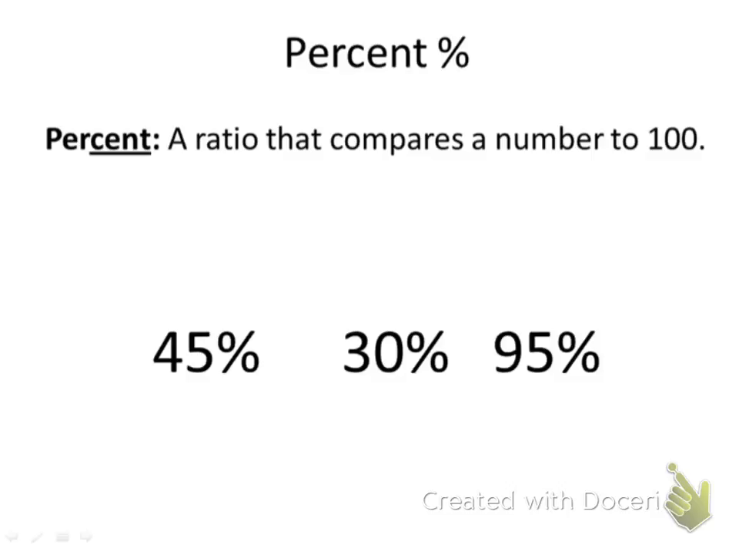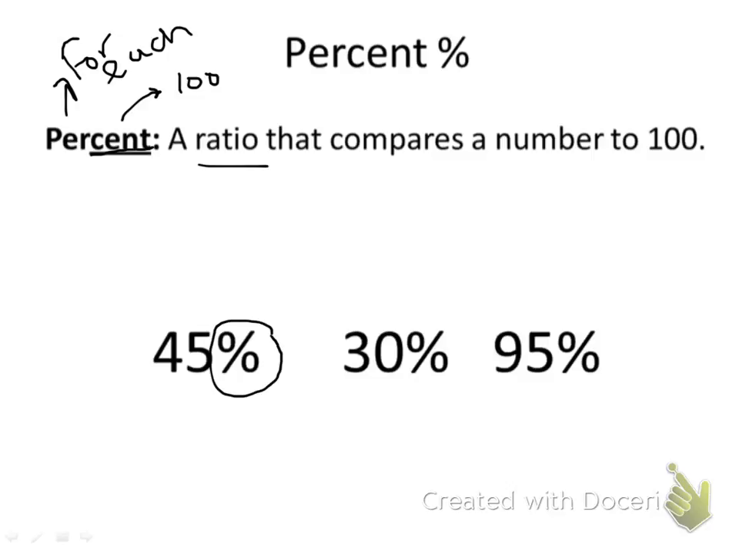And this definition is really important for your understanding of all the different conversions we're going to do. Percent is a ratio that compares numbers to 100. I underlined the word cent here because cent actually means 100 and per means for each. So if you think about it, percent really means for each 100. So here the symbol for percent is this one right here, and 45% really means 45 out of 100.